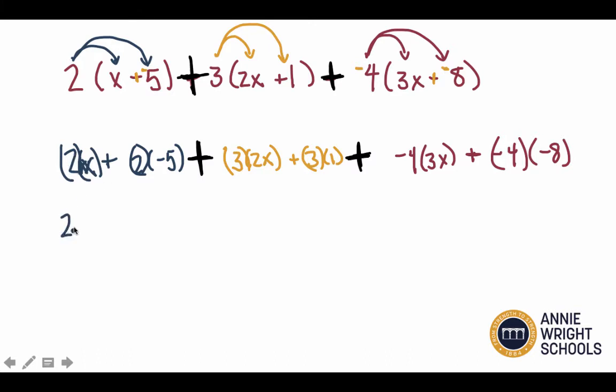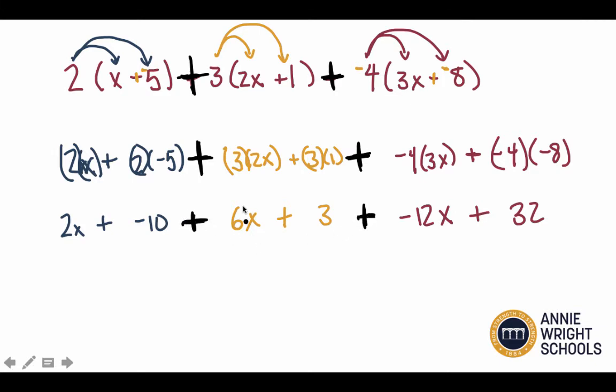2 times x is 2x. 2 times negative 5 is negative 10. 3 times 2x is 6x. 3 times 1 is 3. Negative 4 times 3x is negative 12x. And negative 4 times negative 8 is positive 32. Now those big plus signs haven't gone away either. But what I want you to see is that in these kind of columns, we just have done the distributive property by changing the minus signs to plus the opposite and then just taking our time to multiply.